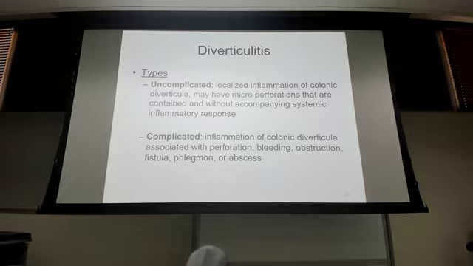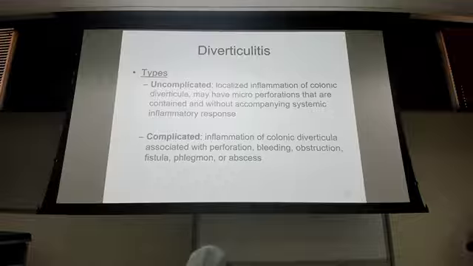So 2 types of diverticulitis, uncomplicated and complicated. Uncomplicated, just local inflammation of colonic diverticula. You can have micro perforations that are contained, and at that point you don't have any kind of systemic response because it's contained right to the diverticula that gets inflamed. Uncomplicated, no systemic responses.